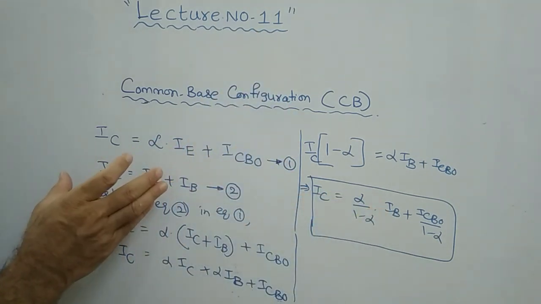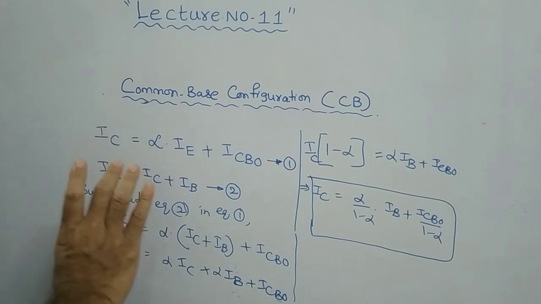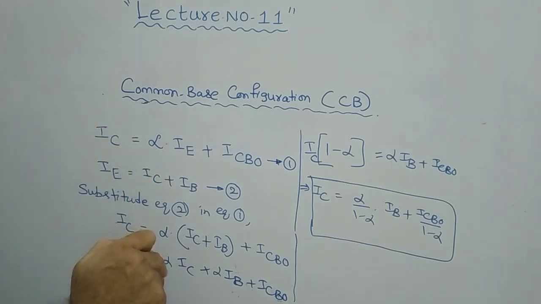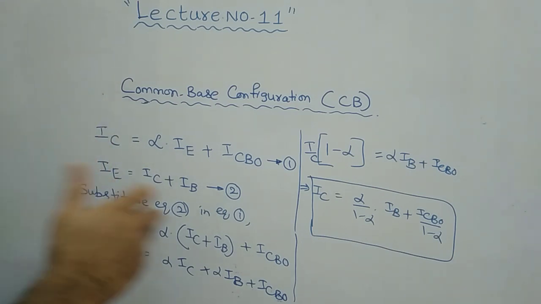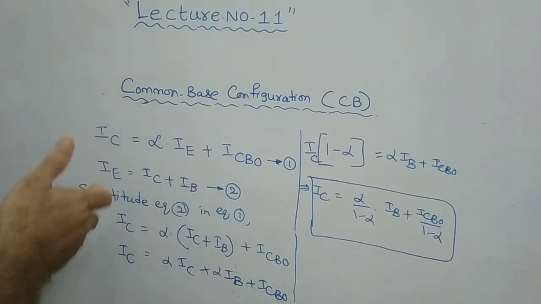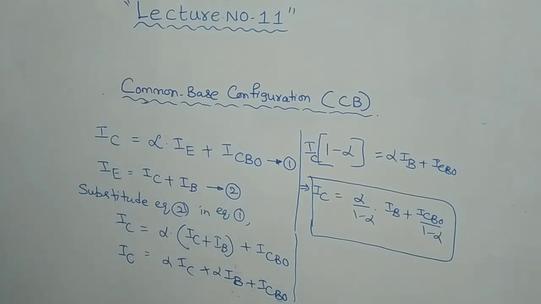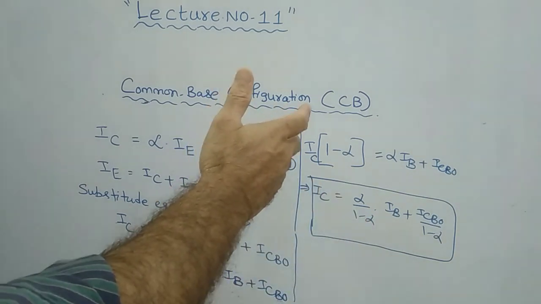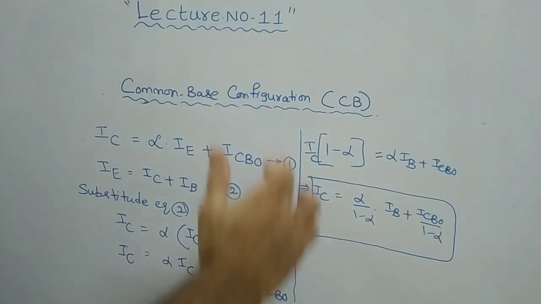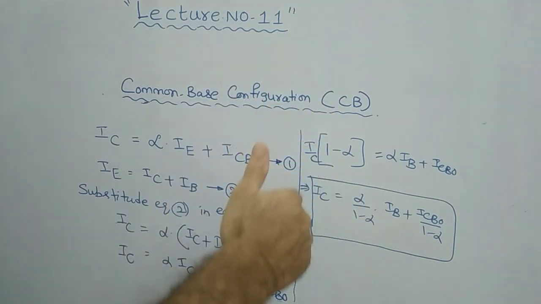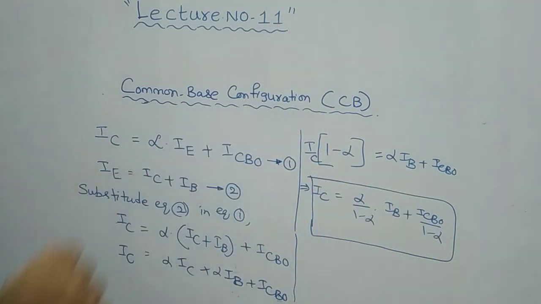In CB configuration, your input current is the emitter current IE, and the input voltage is the voltage between emitter and base, VEB. So we will plot a graph between IE versus VEB and see how the graph looks. Similarly, in output characteristics, the output current is collector current IC, whereas the output voltage is the voltage between collector and base, VCB. So we will plot IC versus VCB and see the characteristics.